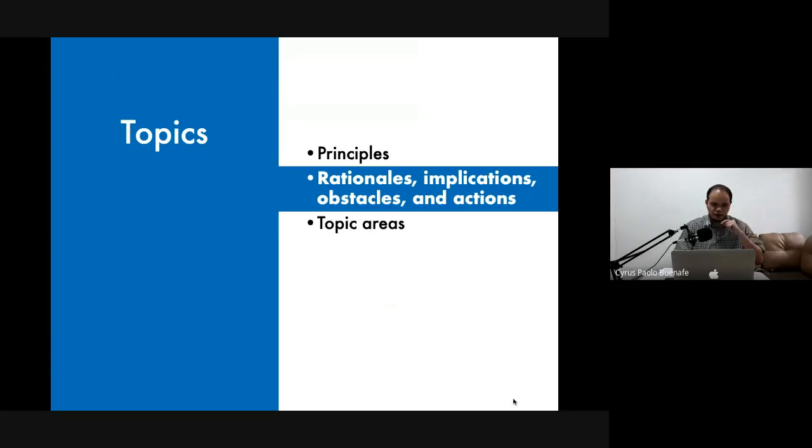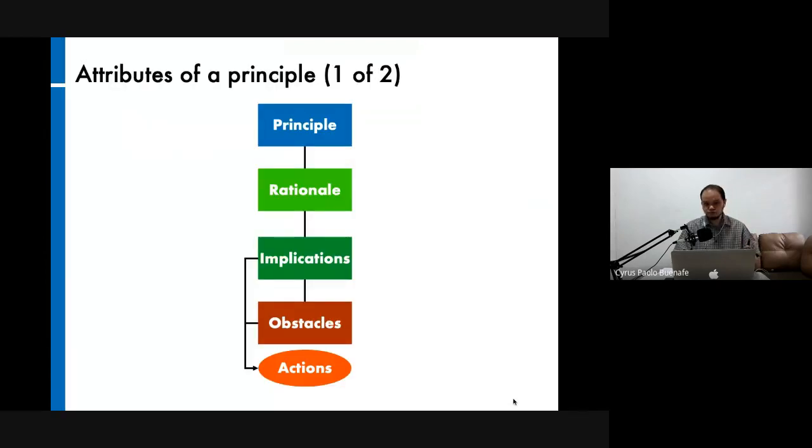Now let's talk about rationales, implications, obstacles, and actions. These are attributes of a principle. So you have the principle statement, and for every principle statement, there is going to be a rationale and an implication.